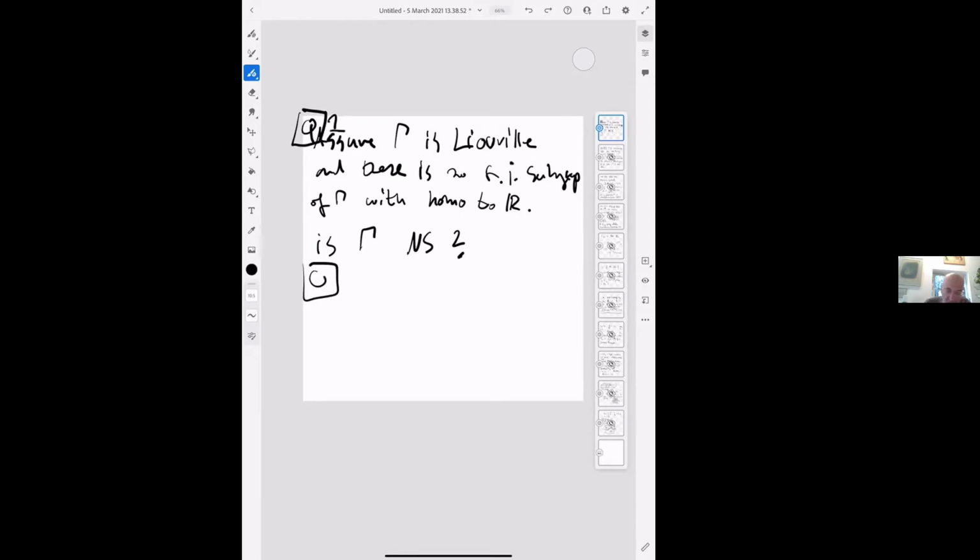Question 2 is, we believe, for example, such a group is, now, how do I write Grigorchuk? Something like this, I hope. Is the Grigorchuk group noise sensitive? Note that group theory people explained to me that the Grigorchuk group is a little bit like the lamplighter over Z.